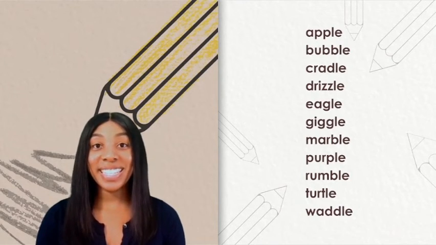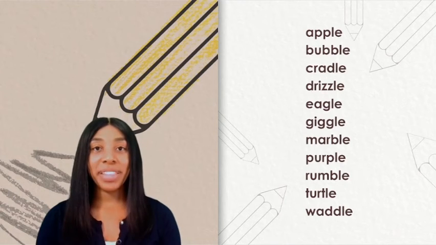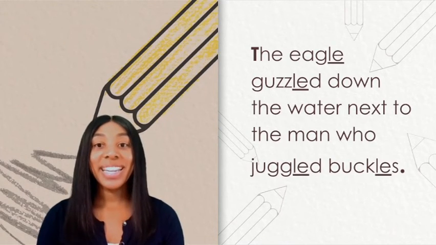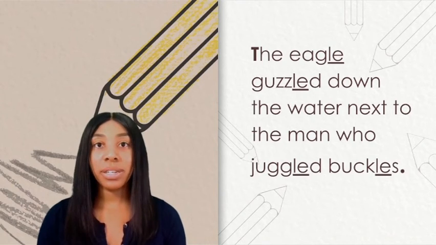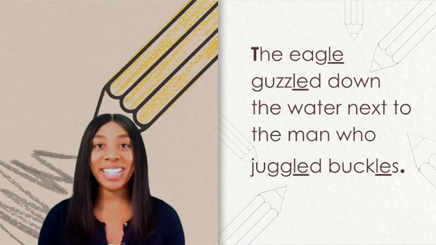As you're creating your sentence, don't forget about the ending punctuation, and these words can really help you out. Here's what I came up with for my silly sentence. The eagle guzzled down the water next to the man who juggled buckles. As you can see, I have a few words that have consonant LE syllables.